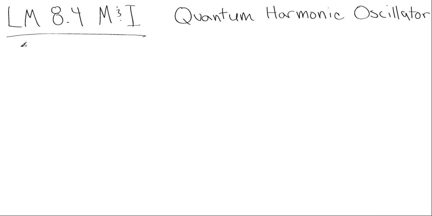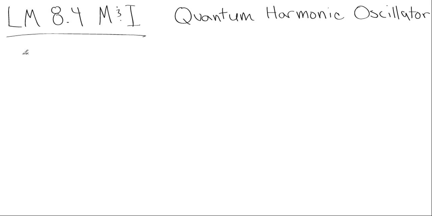This is a learning module for section 8.4 of the Matter and Interactions textbook. And in this section we discuss the quantum harmonic oscillator. So the quantum harmonic oscillator is another example of a type of quantum potential that we can solve.